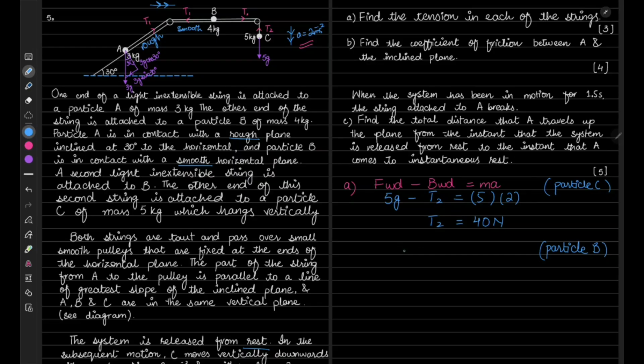So your forward is, in that case, T2. Backward is T1 equals to 4 times acceleration, and that will be the same. So let's apply 40 minus, and the tension equals to 8, and T1 will be equal to then 32 newtons.